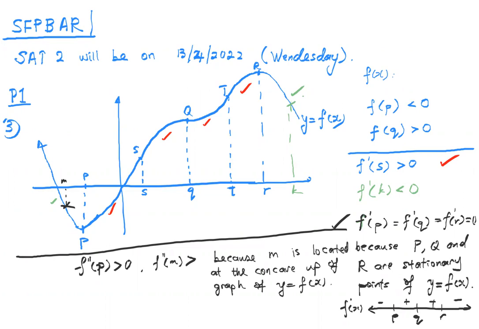So if you want to know f double prime of any point on the f x graph, you have to look at the shape of the f x. Am I right? So that is how you relate. You get me? Okay, now, can you tell me what is f double prime s?